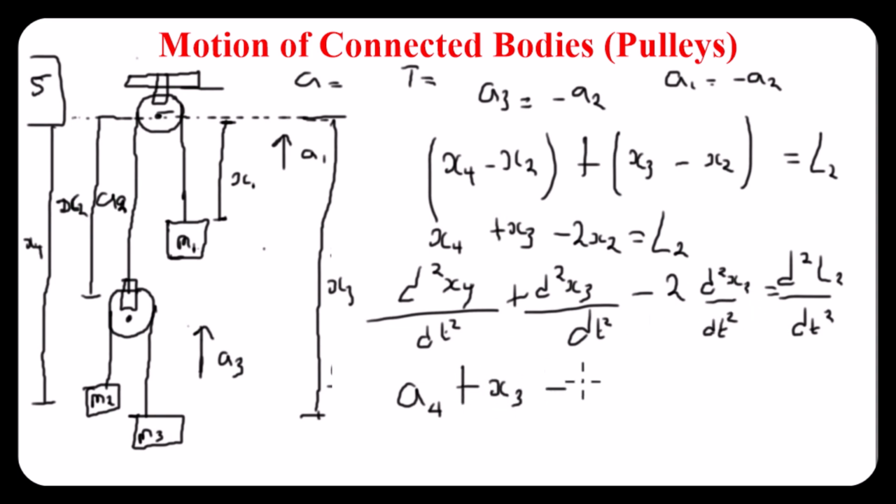Differentiate this also, we'll be having negative 2a2, or sorry, negative 2. So this should be a3, not x3. a3, negative 2, a2, and then this is equal to... So we know that when we differentiate a constant, we always have 0 value.